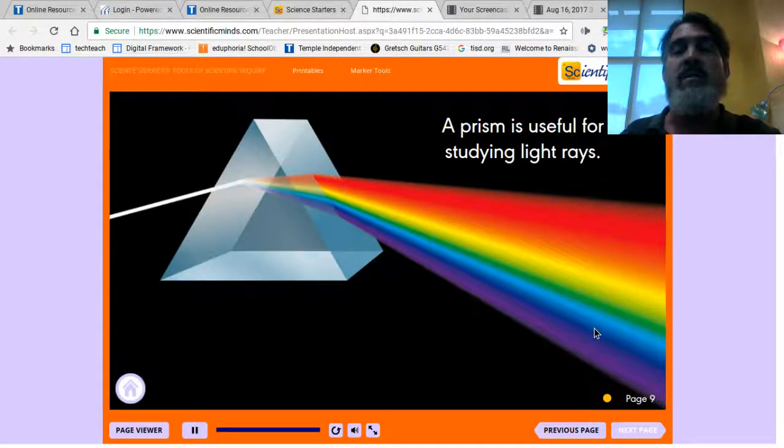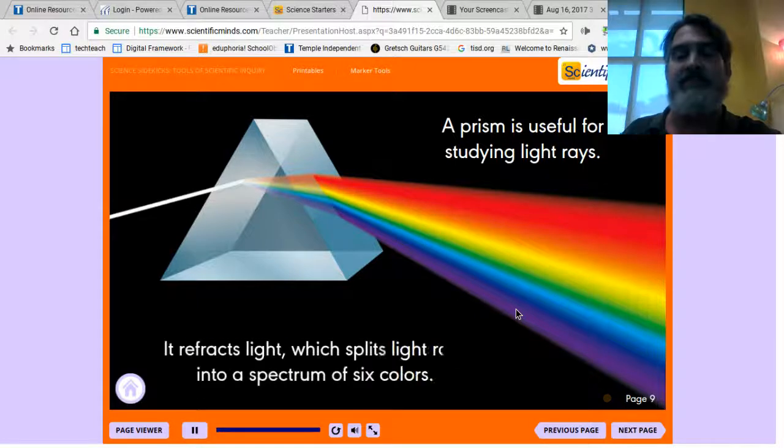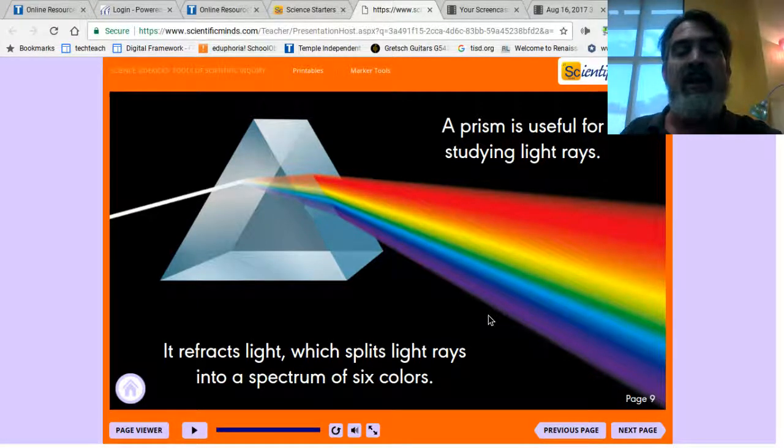A prism is used for studying light rays. And I have one of those that I'm going to show you a little later on in the year. And prisms also refract light. It refracts light, which splits light rays into a spectrum of 6 colors.